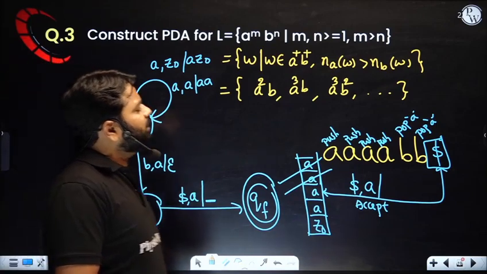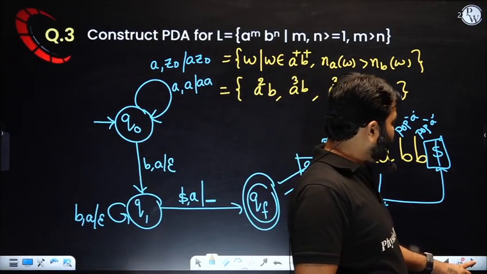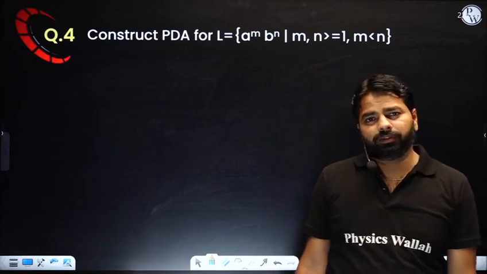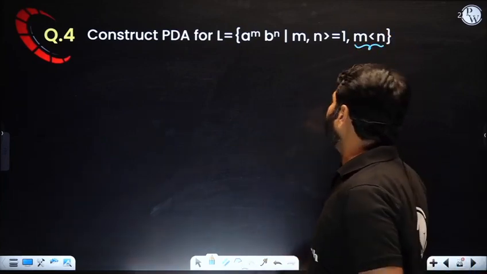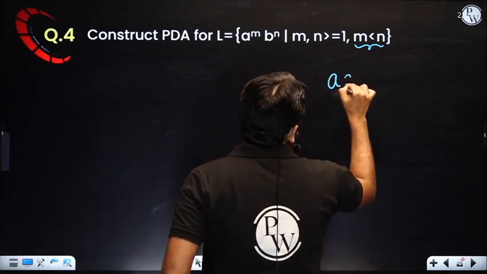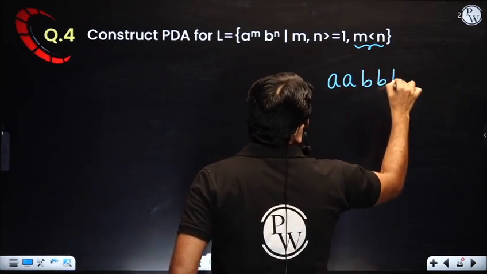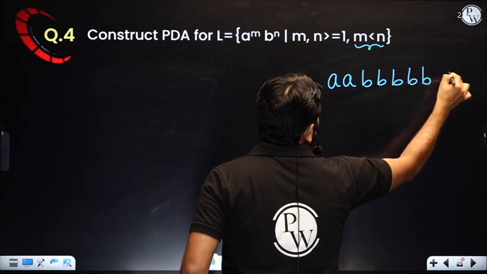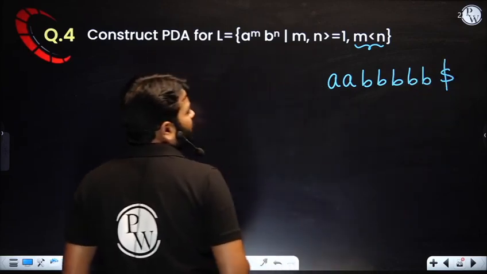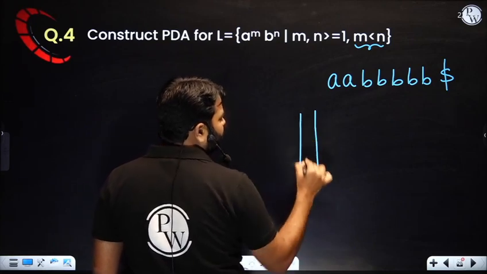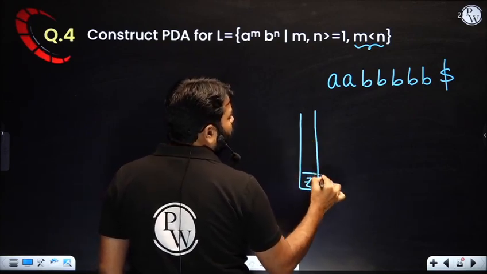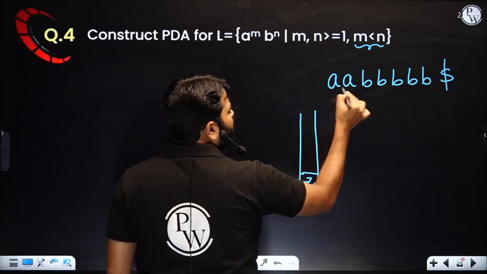Okay, this is about the number of A's greater than the number of B's. Let's try another one. This time, the number of A's less than the number of B's. Let me give you some idea: 2 A's, 5 B's. Let's say the end of the input is dollar. You can design a DPDA for this too. Initially, you have the stack with Z naught. What do you do? Same logic again. First 2 A's, you push.